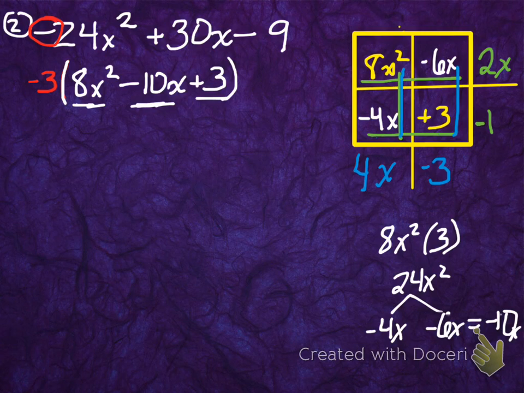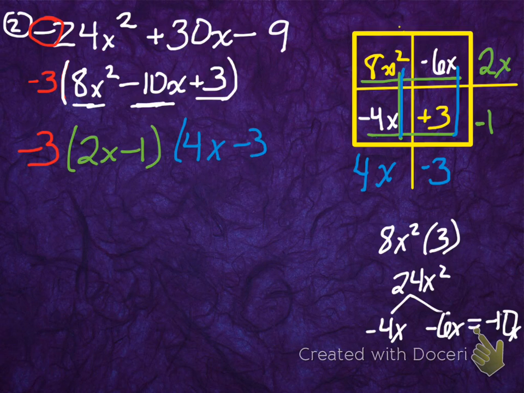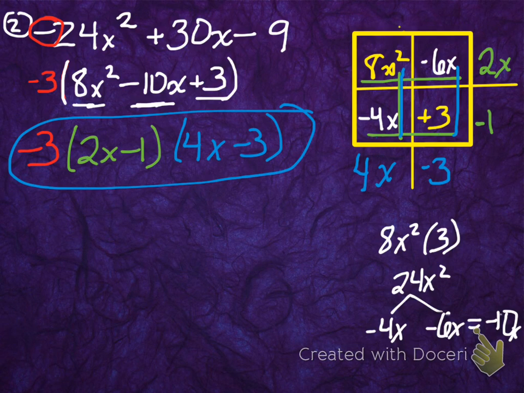So when I factor this, that negative 3 comes in. I have the 2x minus 1 and the 4x minus 3. All of that together is your answer.